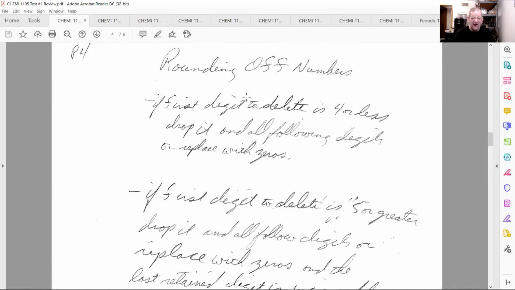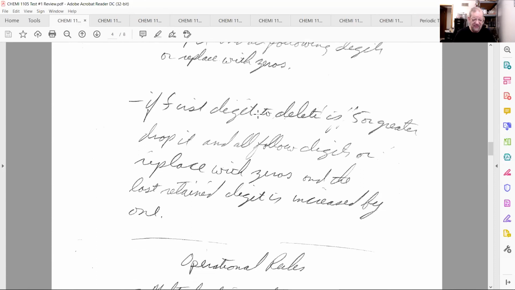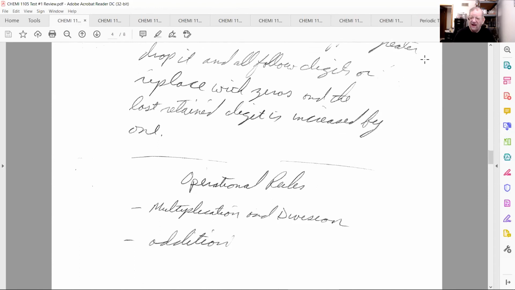Next, I talked to you about rounding off. If you have something that's 7 significant figures and you want it to be 3 or 4, I taught you how to round off. And I'm not going to go through this because we've done enough this semester. Review it on your own. But I will talk about the operational rules. And those are that multiplication and division, you get the same number of significant figures in your answer as the number that you multiply or divide by that has the fewest significant figures.